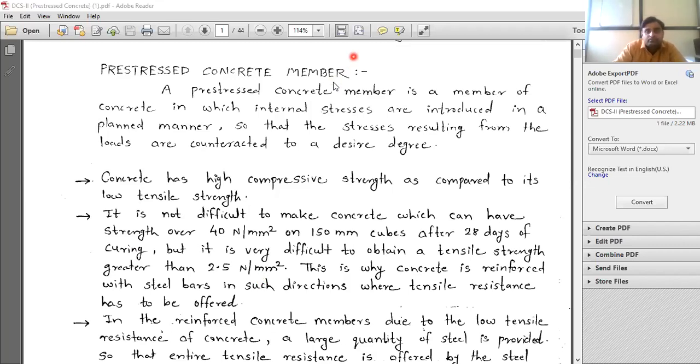If you see these 2 things here, the tensile strength, it can be asked for the MCQ also. Very low tensile strength and compressive strength over this.